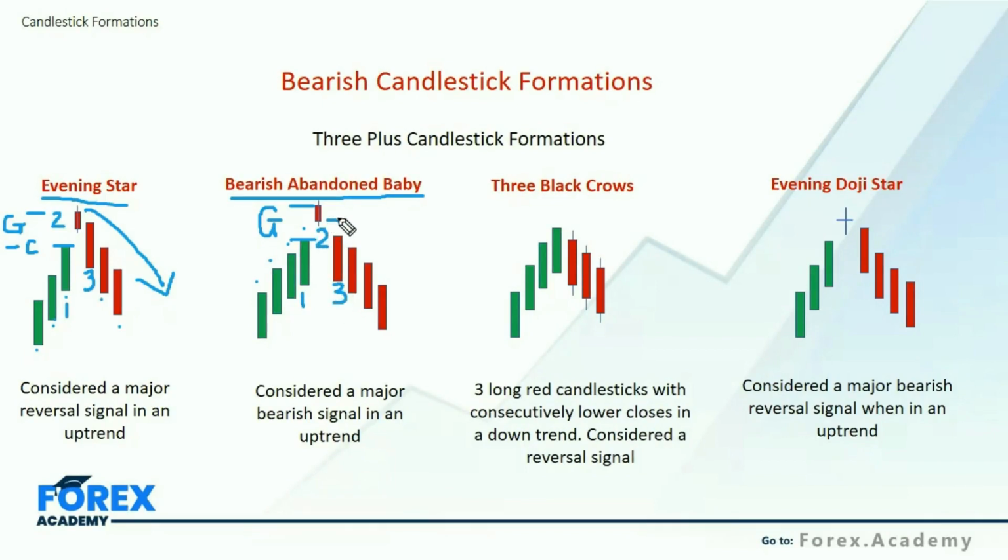The close of candlestick number 2 is quite significant, because if we get a smaller gap, it doesn't matter the size of the gap necessarily. In this example we're getting a smaller gap, but we're getting continuation with candlestick number 3, and that's the important part of a bearish abandoned baby, is that you're seeing this abandoned baby here at the top. These are quite good bearish signals for us as traders to try and take advantage of, and it's considered a major bearish signal in an uptrend. Okay, so that's the bearish abandoned baby.